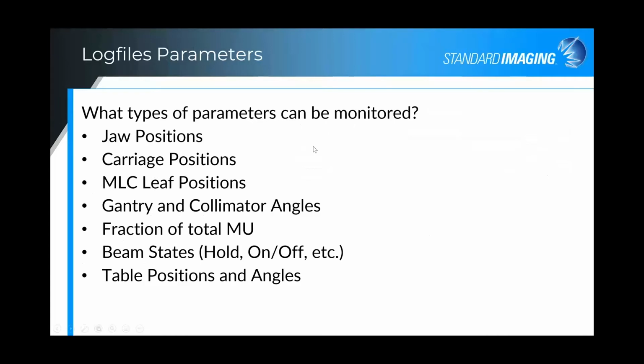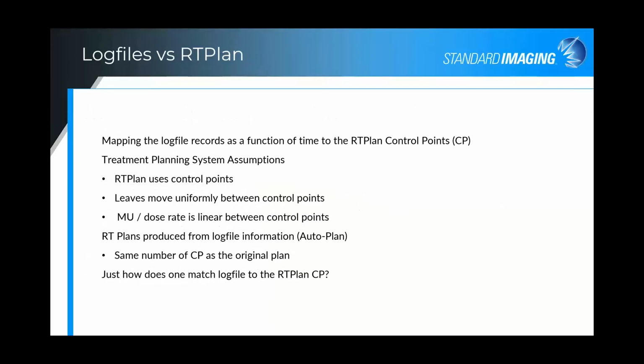First, I'll go over what types of parameters we are monitoring. Just like in the RTPlan, all those same parameters are monitored in the log files: things such as jaw positions, carriage positions, MLC leaf positions, the gantry, collimator, and fraction of total MU. We basically use these two components to determine the delivered fluence, and then we have alerts for additional parameters. So it's important, as you can ascertain, that we are able to map the log file records as a function of time to the RTPlan control points.